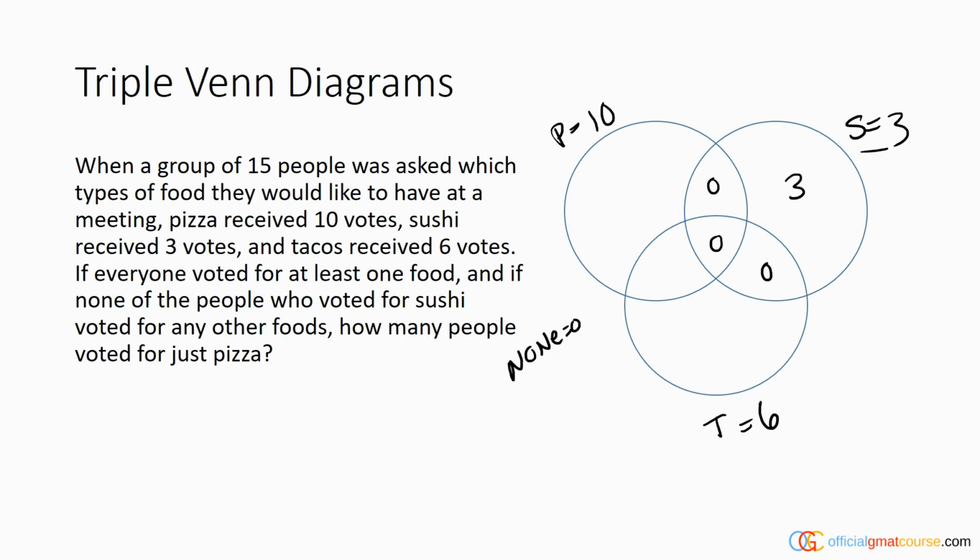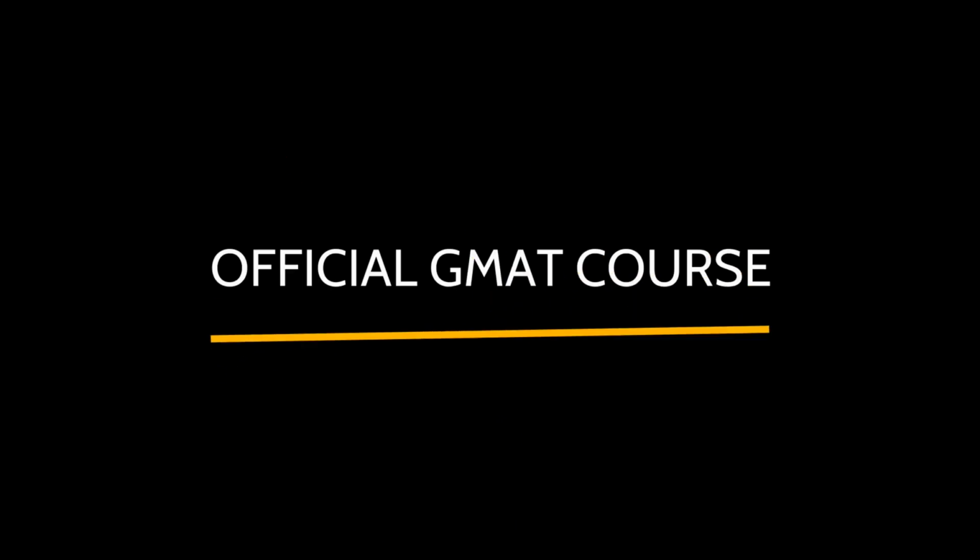Okay, so sushi's 3, and we know that there's 15 total people. Well, if we add up the outsides, we're going to get a total of 19, which includes the double and triple counts. But the only double or triple count we care about is this one here because the others are 0. So that's the only one we need to remove to get back to our total of 15. And that means that that overlap is 4, which means that 6 people ate just pizza and 2 people ate just tacos. And so how many people voted for just pizza? The answer is 6. And so x equaled 4 here, that's not 4x, and that's how we would look at this situation.